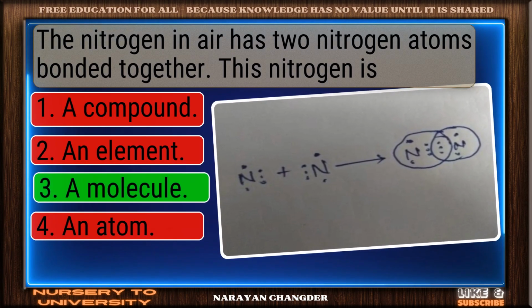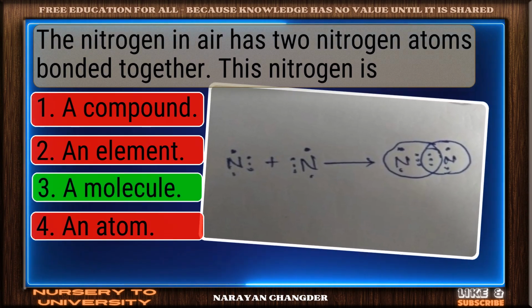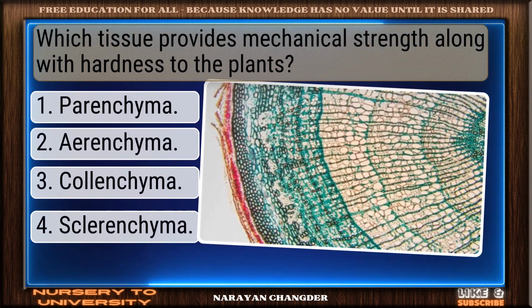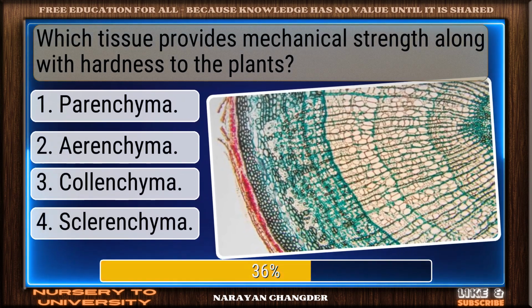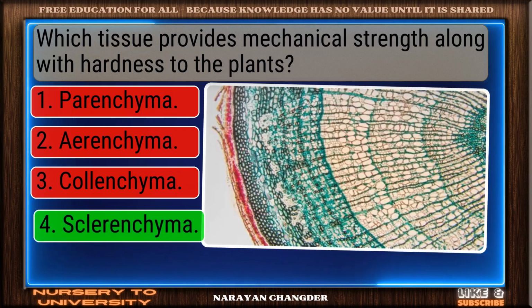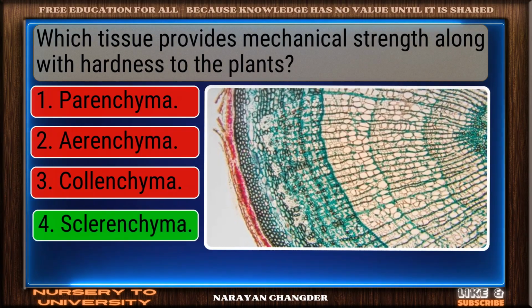Great job. A molecule is the accurate answer. Question number 63. Which tissue provides mechanical strength along with hardness to the plants? Smart move. Sclerenchyma is an accurate answer.